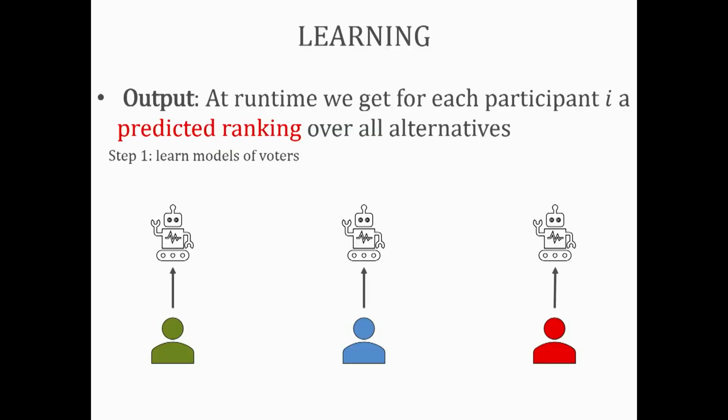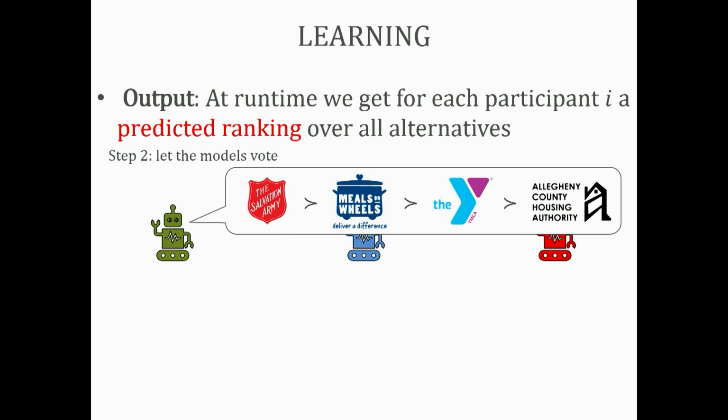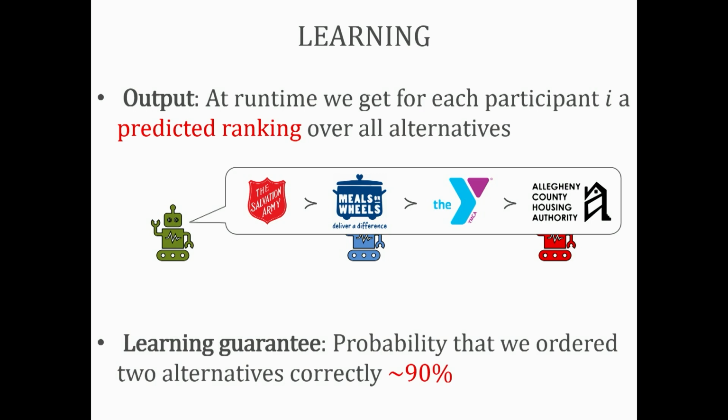So at runtime, right, we ask the model we learned for someone, what do they think? And the model gives us a ranking. Right, so step one, we learned the models of the voters. So I replaced the green person with the green machine, the red person with the red machine, the blue person with the blue machine. And now I ask the machine, what do you think? What do you think the opinion is? And our guarantee, the probability that I got a pairwise comparison right, is something like 90%.